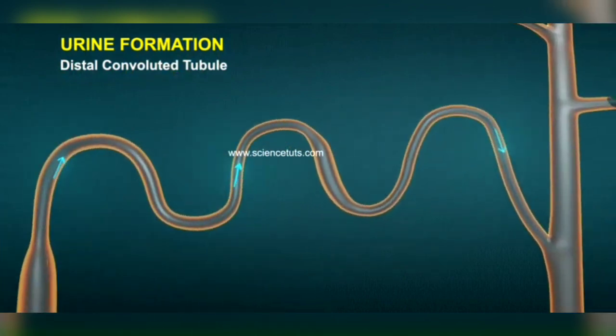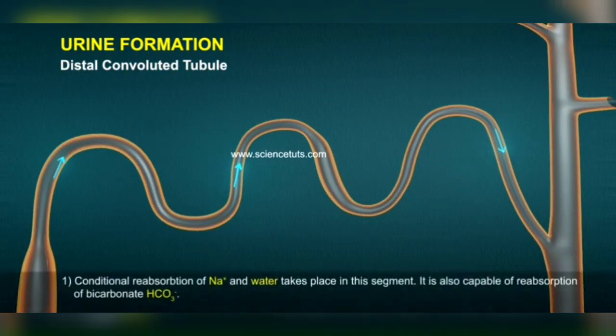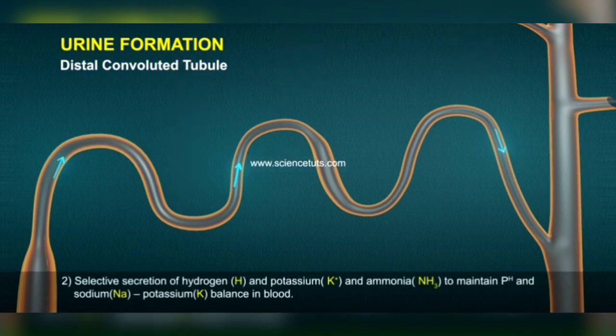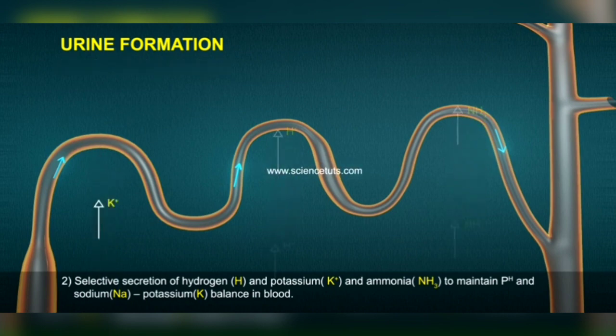3. Distal convoluted tubule. Conditional reabsorption of Na+ and water takes place in this segment. It is also capable of reabsorption of bicarbonate, HCO3-. Selective secretion of hydrogen H+, potassium K+ and ammonia NH3 takes place to maintain pH and sodium Na+, potassium K+ balance in blood.